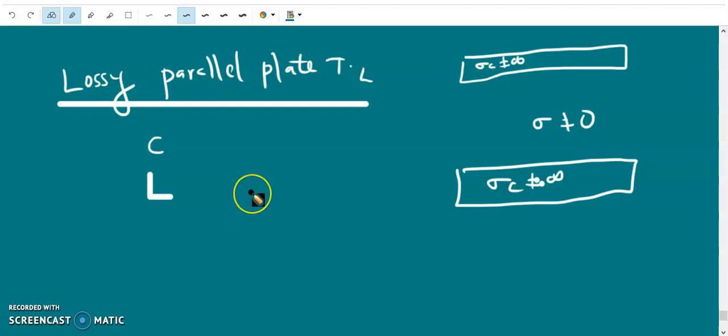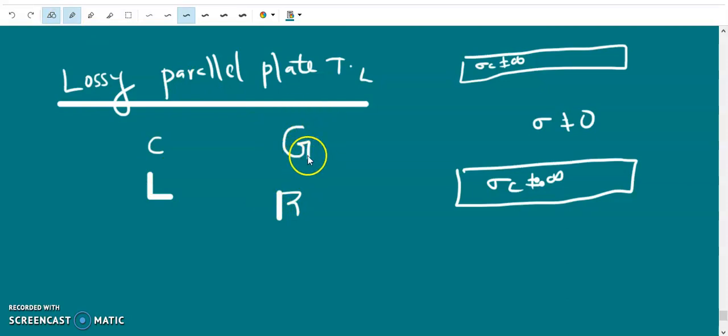But in order to characterize the lossy parallel plate transmission line, we require two more parameters: the conductance G per unit length and the resistance R per unit length of the plate conductors. The conductance per unit length is measured in between the plates, and the resistance per unit length is measured for the conducting plates. So for a lossless parallel plate transmission line, G and R are zeros. So it is entirely characterized by C and L. But a lossy parallel plate transmission line is characterized by C, L, G and R.